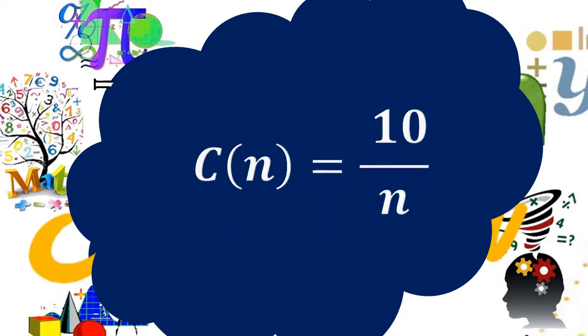Are you done? Let us see if your answer is correct. The function C, which would give the number of cups of flour each of the number of containers n will have, will be C of n is equal to 10 over n.